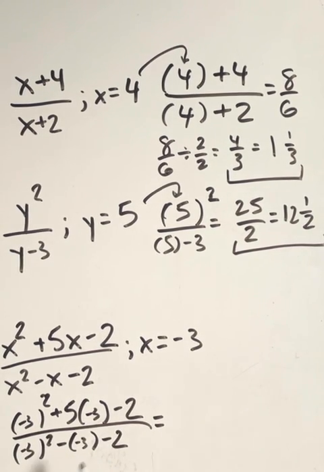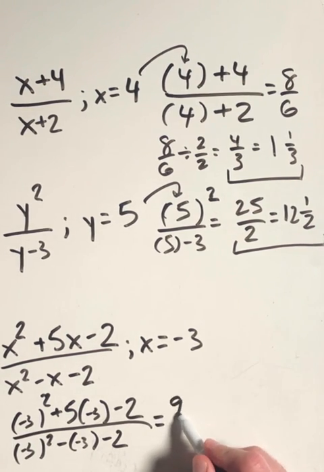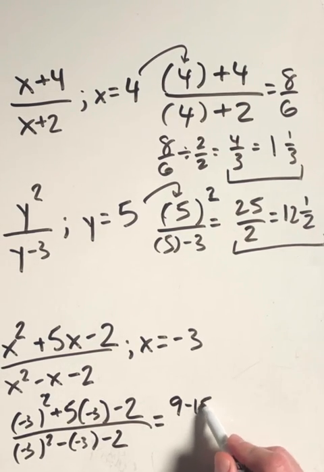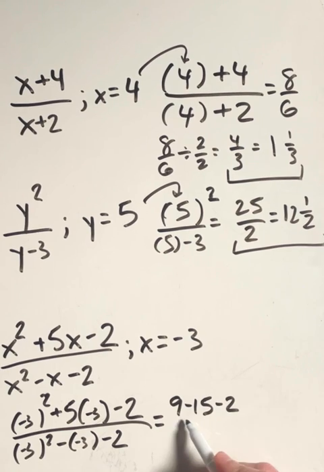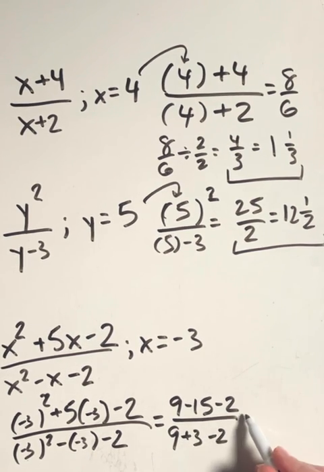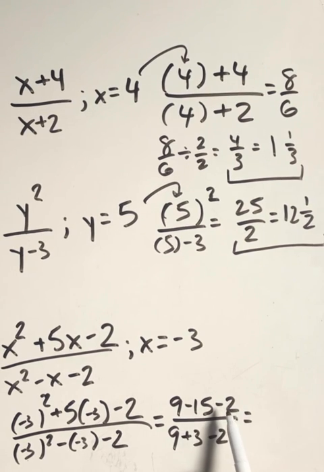So in this case here, I could have made a mistake here. So negative 3 squared, negative times negative is positive, so that would be 9. Positive 5 times negative 3 would be minus 15, and then minus 2. Negative 3 squared again is positive 9. Negative times negative is positive, so that would be plus 3. Minus 2.